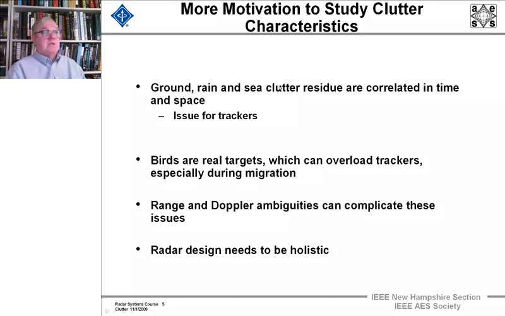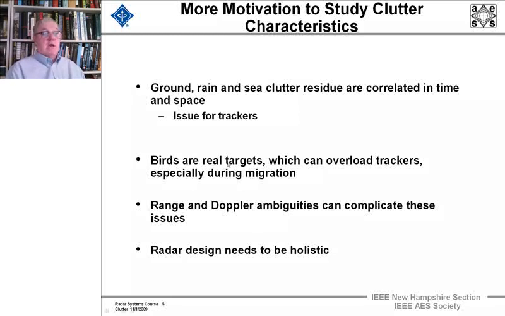And ground, rain, and sea clutter residue can tend to be correlated in time and in space. And so they will give special problems to trackers, which inevitably are based on the fact that the clutter background is random. The background is random noise. But if they're correlated in time and space, the trackers can just fall apart, and you get lots of tracks from ground, rain, and sea that are correlated.